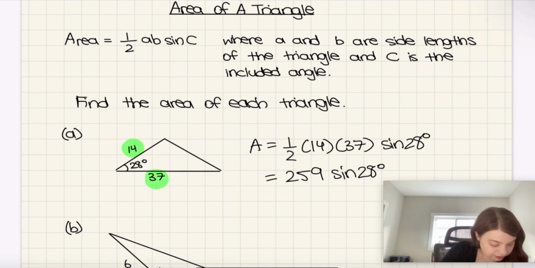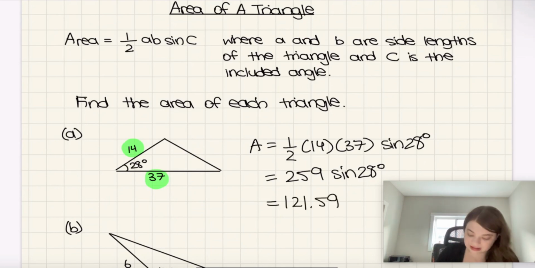And make sure your calculator is in degree mode, otherwise it's not going to give you an accurate answer. Okay, I'm getting 121.59, rounding to the nearest two decimal places, in square units.